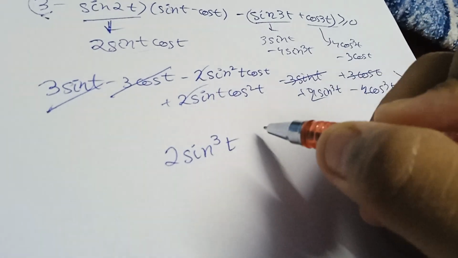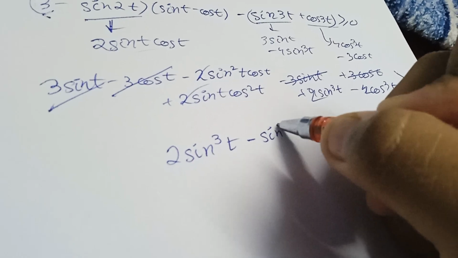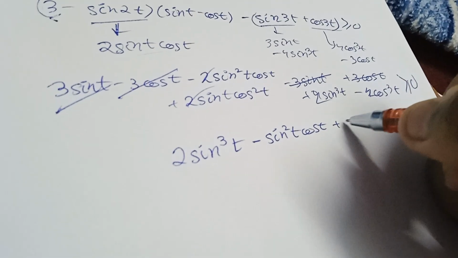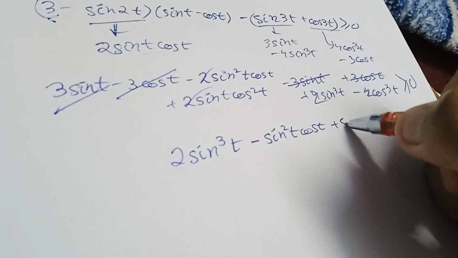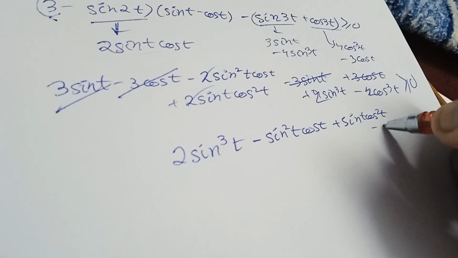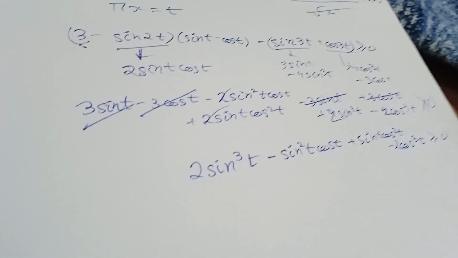2 sine cube t minus sine square t cos t plus sine t cos square t minus 2 cos cube t is greater than 0.